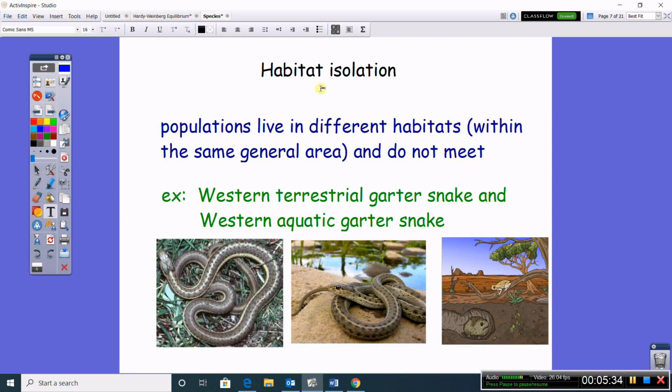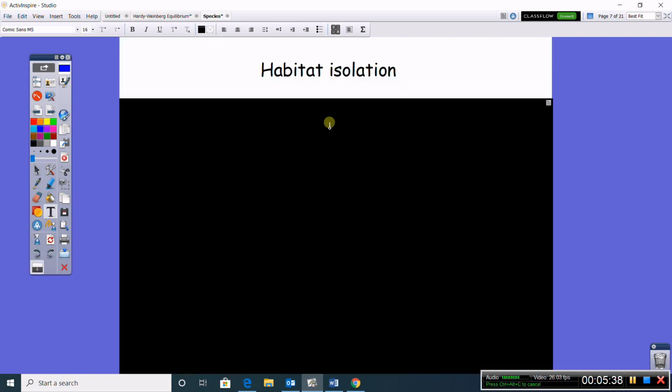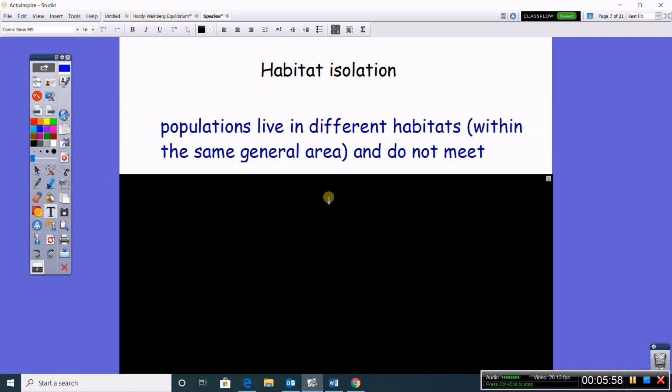Our next one is habitat isolation. An organism's habitat is where it lives. Like I said before with that expression, I was in the wrong place at the wrong time, this is the wrong place component. They might be living in the same general area, but they're not occupying the same habitat, so their paths don't tend to cross.